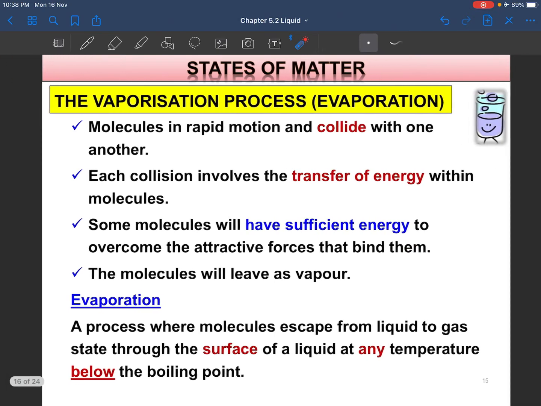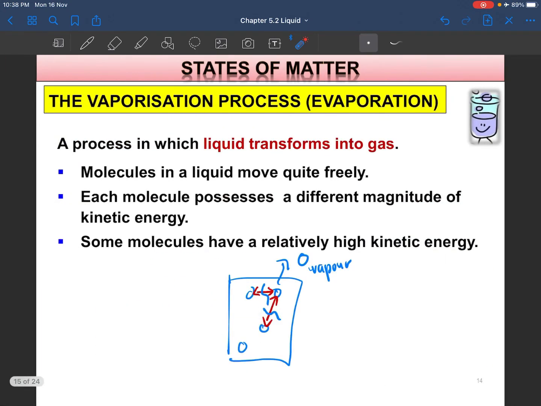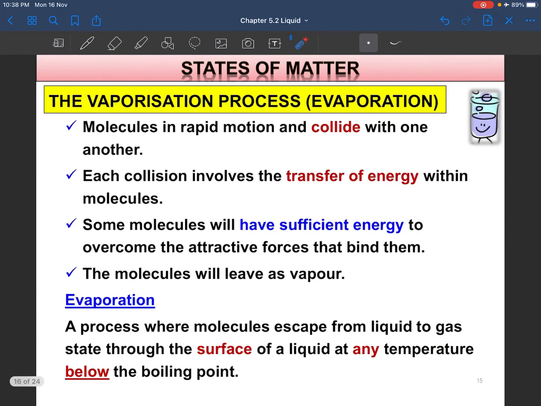So, maksudnya bila ada collision and so on tu, maybe some of the molecule ada enough kinetic energy to break these intermolecular forces that hold them. So, dia boleh release keluar jadi vapor. So, the molecule will leave as vapor. Okay. So, evaporation ni apa? Evaporation is a process where the molecule escape from liquid to gas state through the surface of a liquid at any temperature below the boiling point. Okay, so ini dua benda yang kamu kena faham.